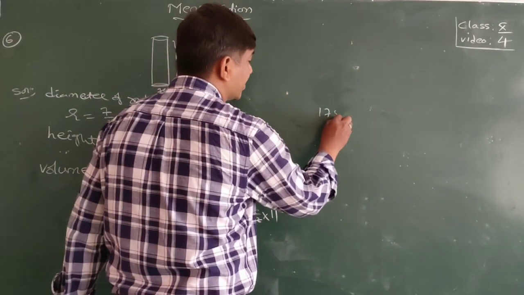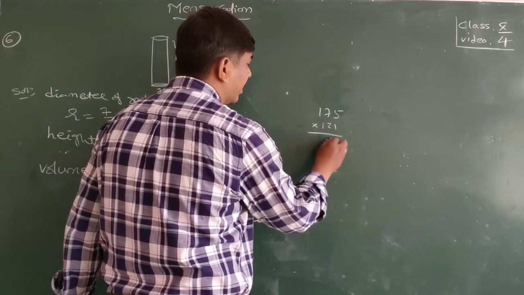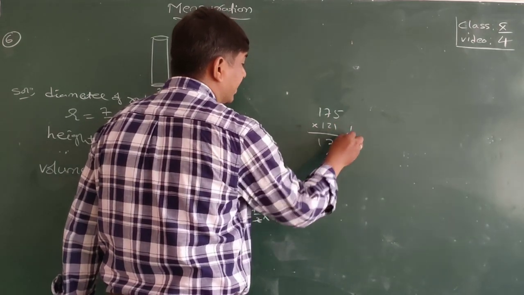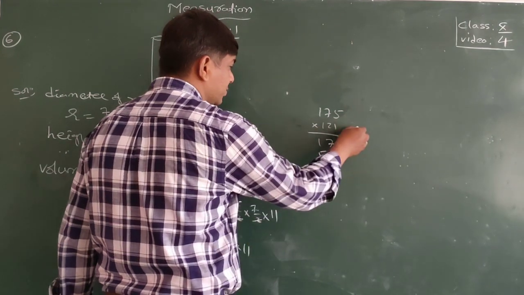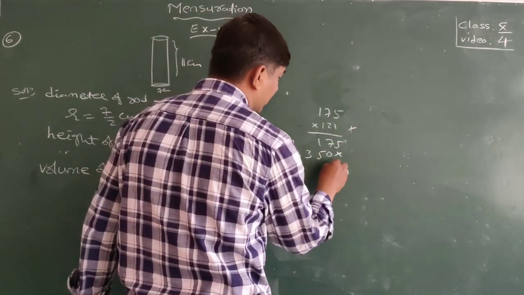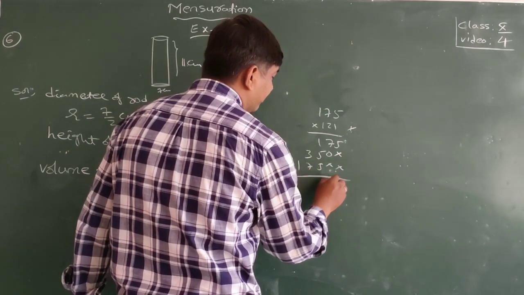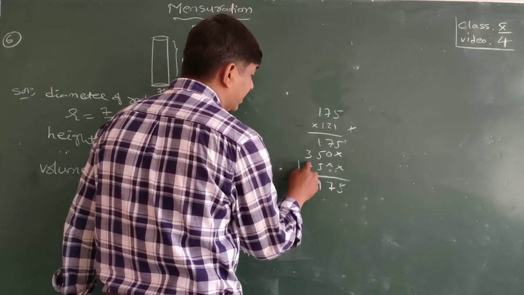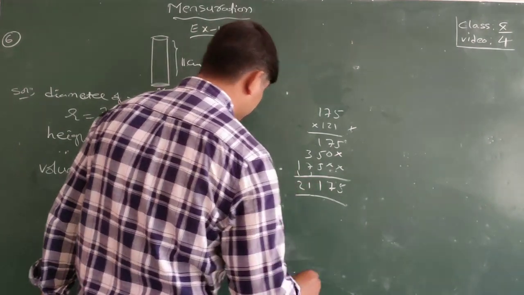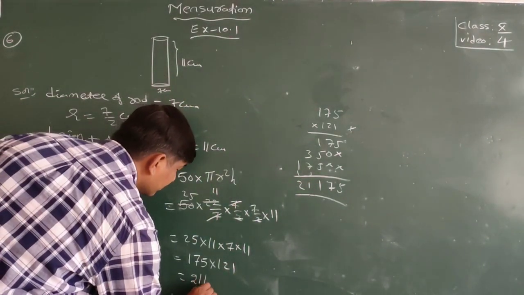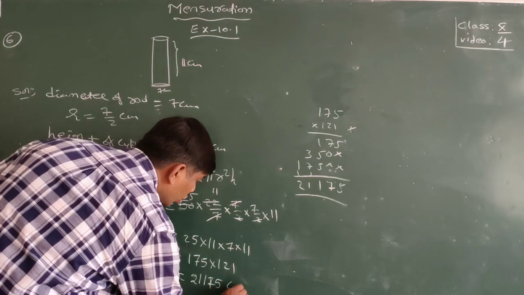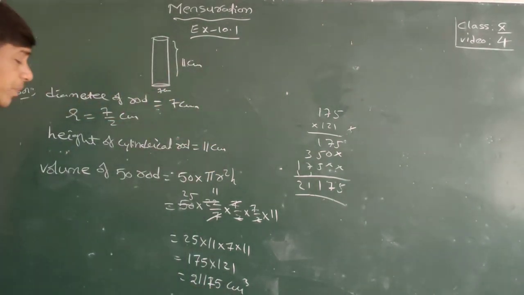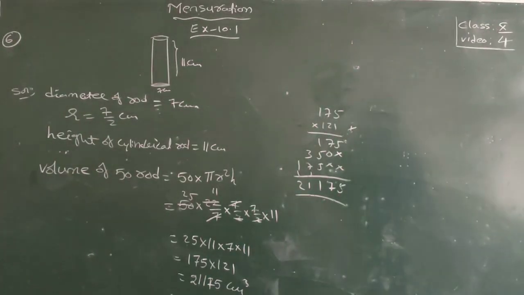Now multiply and write this one: 175 into 121. That is equal to 21,175 cubic centimeters. Volume will be in cubic units. Is it visible to you? Okay, 21,175 cubic centimeters.